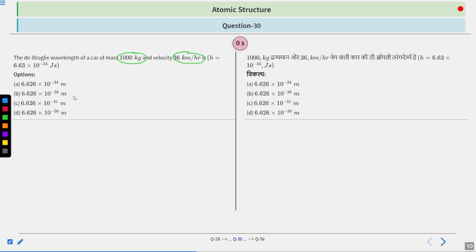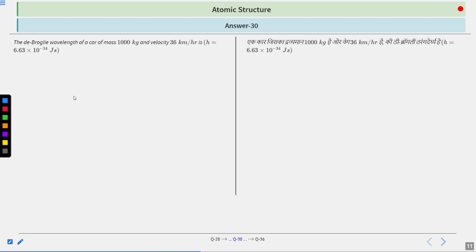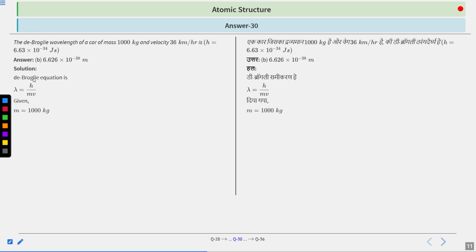Okay, now let us see the solution, how we can solve it. First of all, you have to find the de Broglie wavelength. You will use the formula lambda is equal to h by mv, and all other values are given, like your mass and velocity, and the h value is also given. For those who have solved the question, the answer will be B, 6.626 into 10 to the power minus 38 meters. Now we know that the de Broglie equation is lambda is equal to h by mv, where lambda is your wavelength, m is your mass, v is your velocity, and h is your Planck's constant.